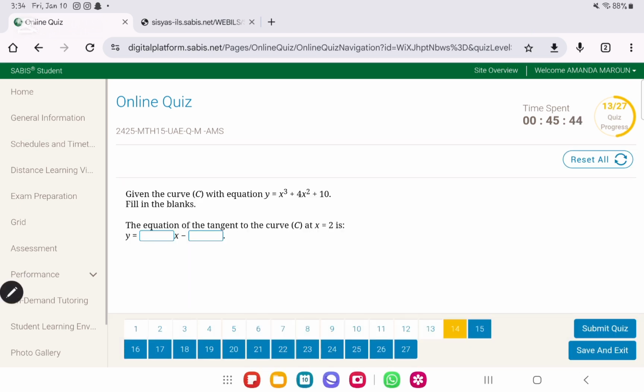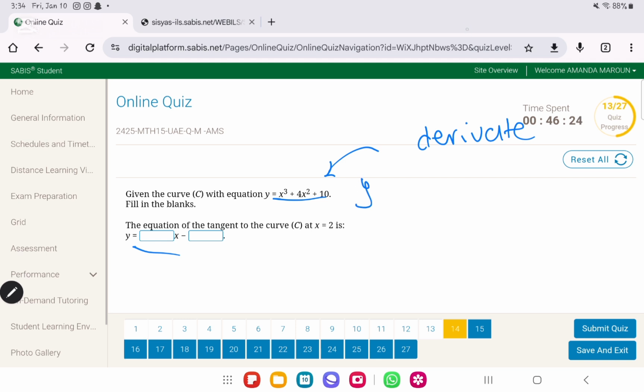For question number 14, the first thing we are going to do is read, so we do not jump directly without reading like me. Given the curve C with the equation y is equal to x to the power of 3 plus 4x to the power of 2 plus 10, fill in the blanks. The equation of the tangent to the curve C at x is equal to 2 is y is equal to, very simply, to find the slope, the very first thing is to find the derivative. Okay, so let us find the derivative of this equation.